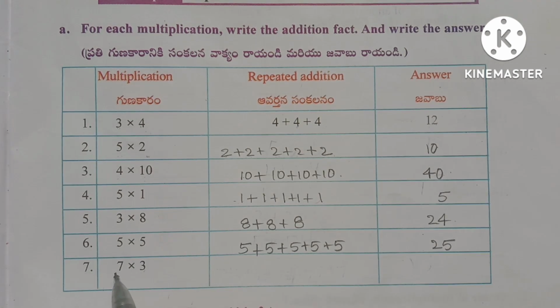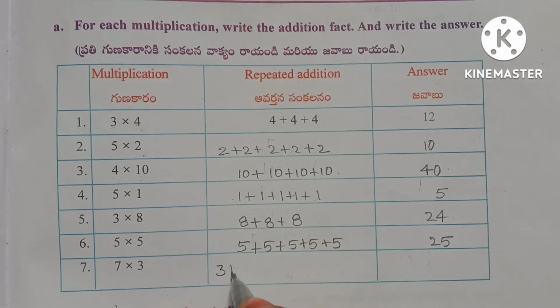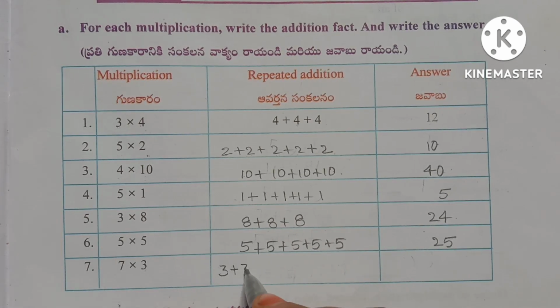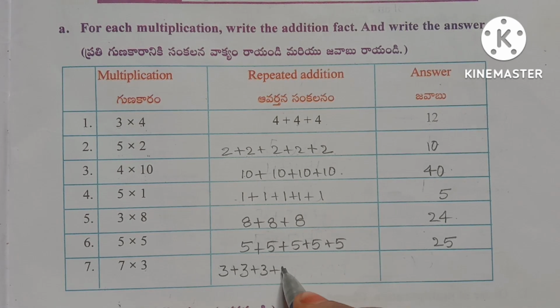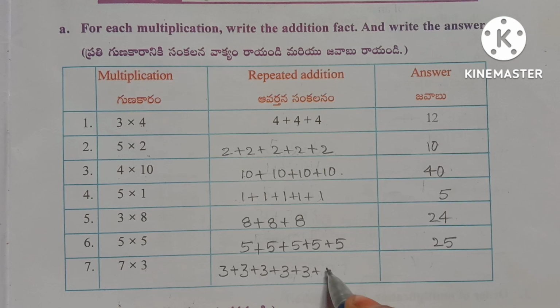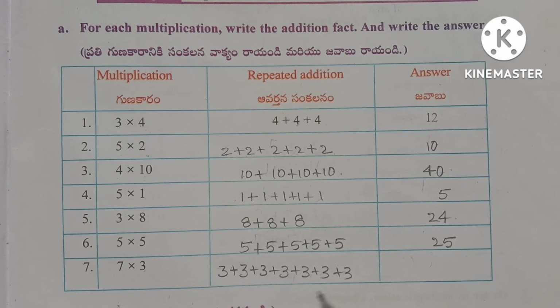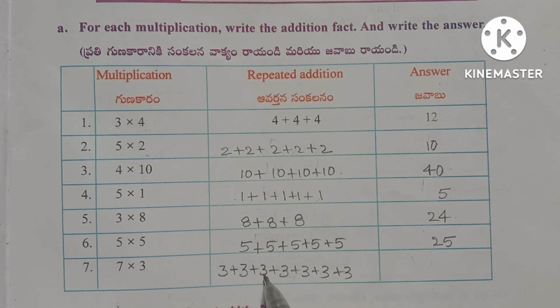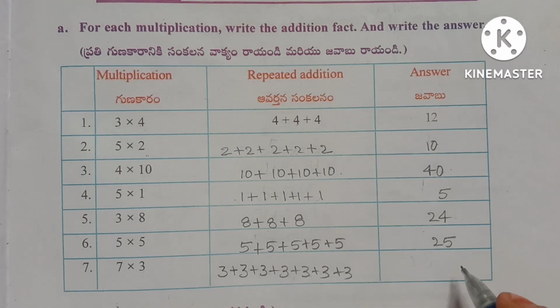Next 7 into 3. Here 3 is counted 7 times. 3 plus 3 plus 3 plus 3 plus 3 plus 3 plus 3. So 1, 2, 3, 4, 5, 6, 7. 7 3s are 21.